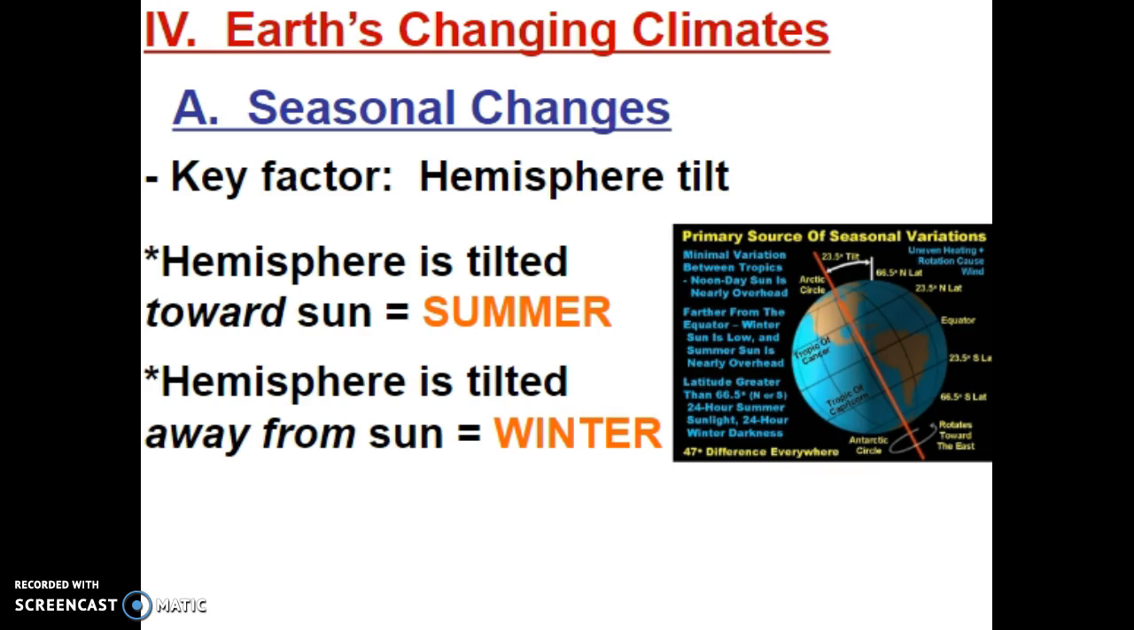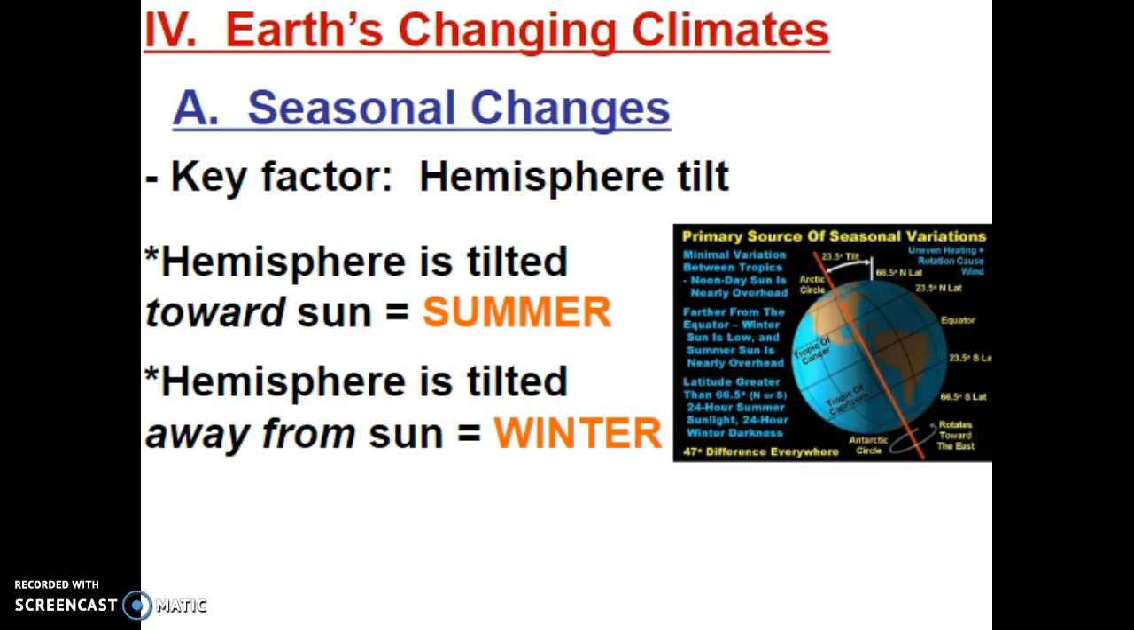Now remember, seasonal changes throughout the year. The key factor there is the hemisphere tilt. It does not have anything to do with our distance from the sun. We experience seasons because if our hemisphere is tilted towards the sun, then we will experience summer. If our hemisphere is tilted away from the sun, we will experience winter. So that's long-term summer-winter changes over a very long period of time.